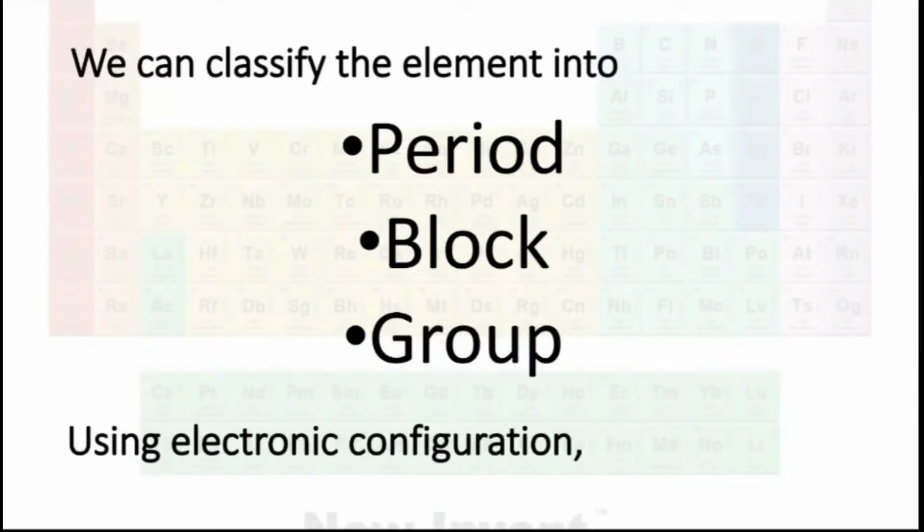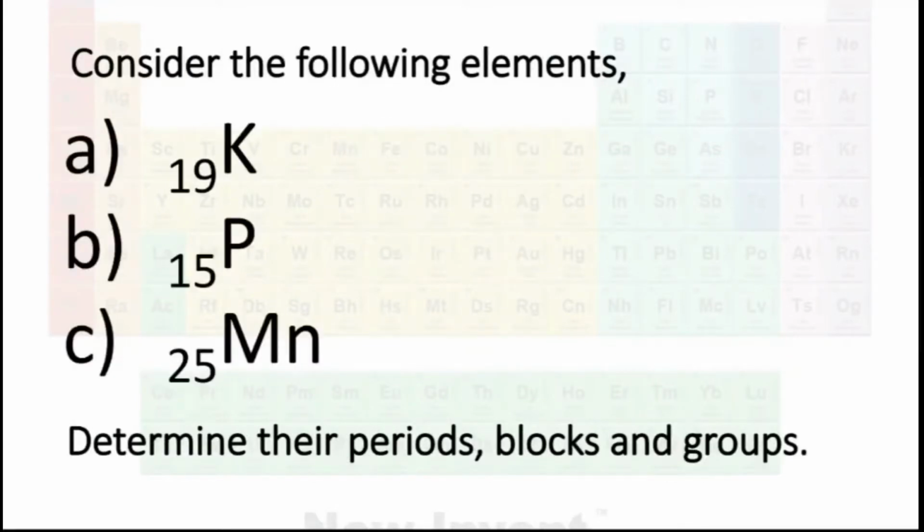in Topic 5. Okay, so consider the following example. We have potassium, phosphorus and manganese. We will use the electronic configuration of those three elements to determine their periods, blocks and groups. Can you write the electronic configuration for potassium? So what is the electronic configuration for potassium?